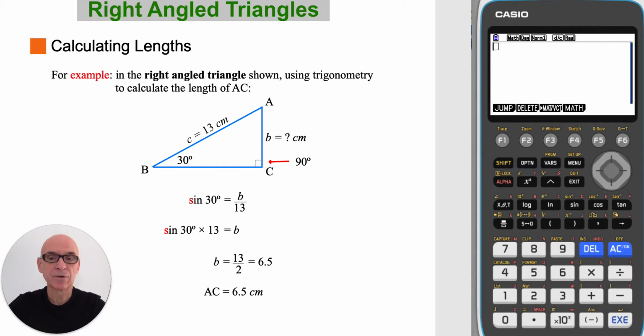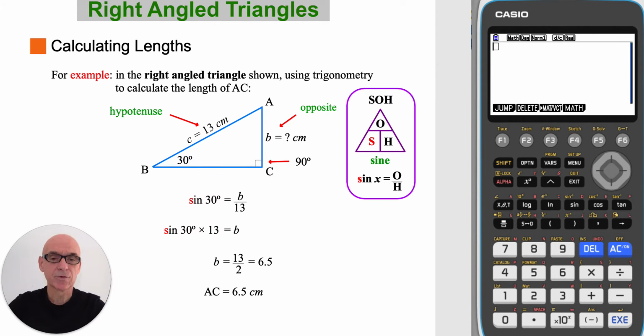In the right-angled triangle shown in this example, we can use trigonometry to calculate the length of AC. Identifying the hypotenuse as the longest side, the side opposite the right angle. Identifying AC, or b, as the opposite side, as it's opposite the 30-degree angle. Referring to our triangles, sine is the ratio of opposite over hypotenuse. So we write sine of 30 is equal to b over 13.